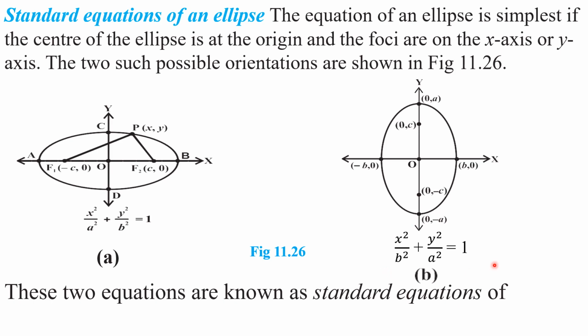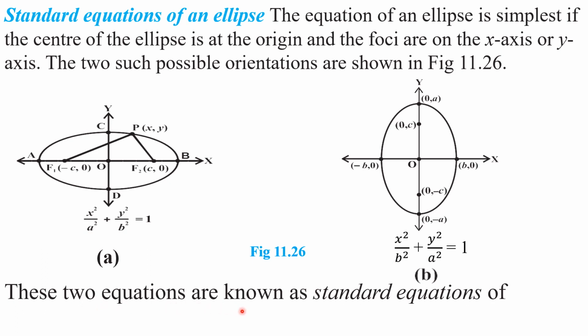Conversely, if this equation is given, here b is always less than a. Please remember this point. Whereas in the first equation, this coefficient is greater than this number, but here, this number is less than this number. Understood this point?